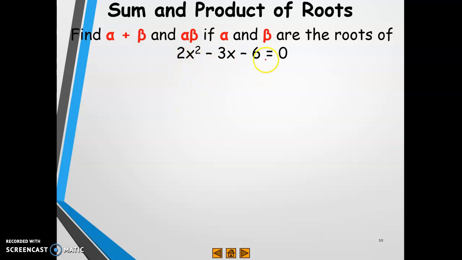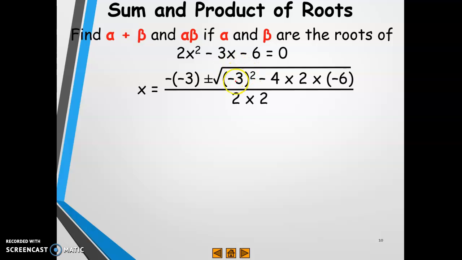So we have here, since this one cannot be factored, no? There's no factor of 12 whose sum is negative 3. So simply use the quadratic formula. Our a here is 2, b is negative 3, c is negative 6. So negative times negative 3, plus or minus the square root of negative 3 squared minus 4ac, or 4 times 2, our a, and our c is negative 6, all over 2 times 2.